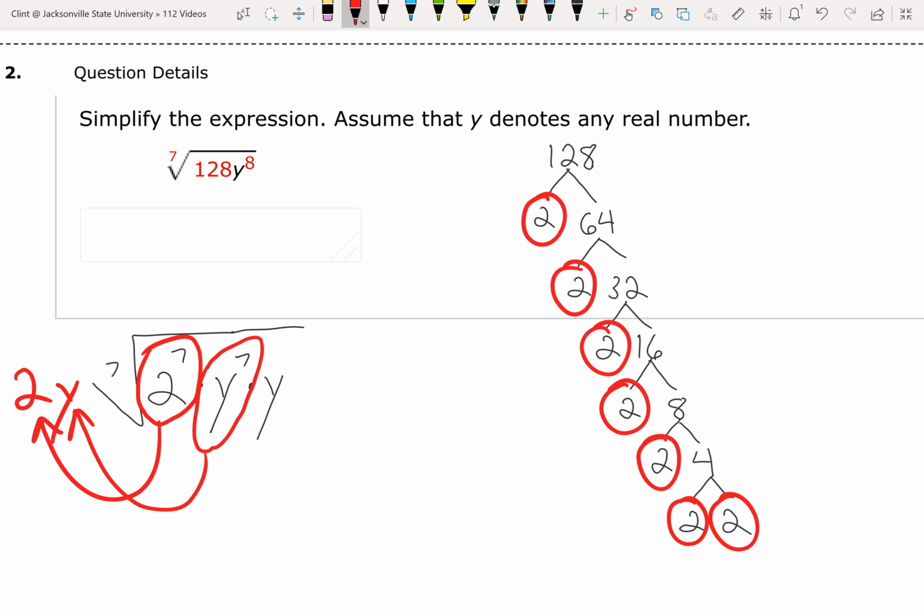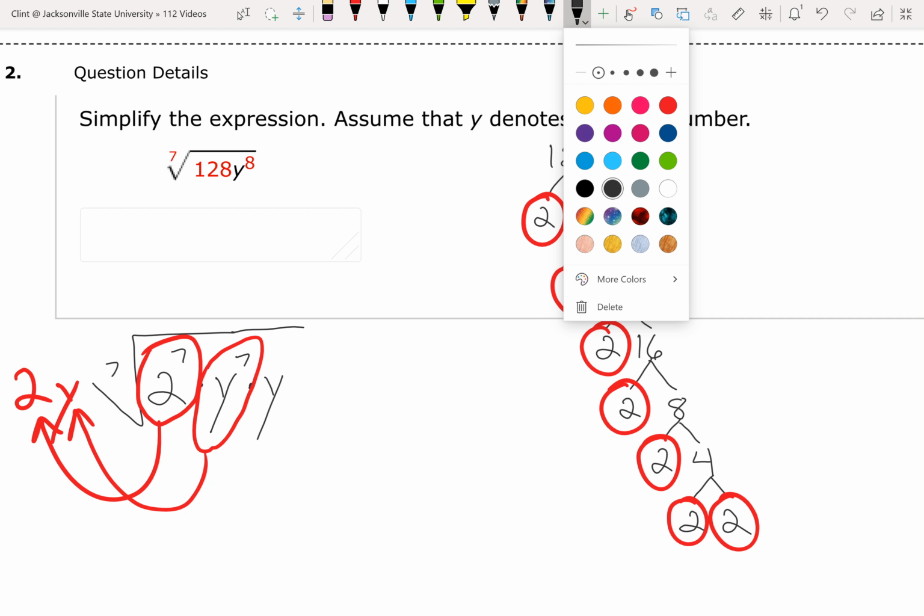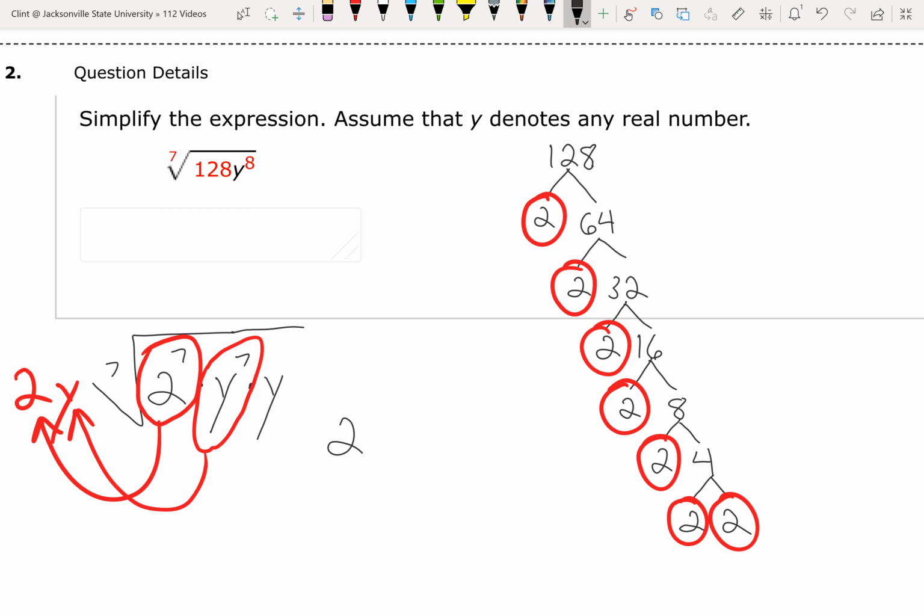Okay, so our final answer, we're going to have 2y out front. Okay, and then we're going to have the 7th root of what's left underneath there, which is just a y. So we'll have 2y, 7th root of y. That's how this simplifies.